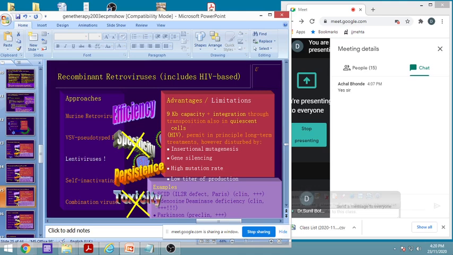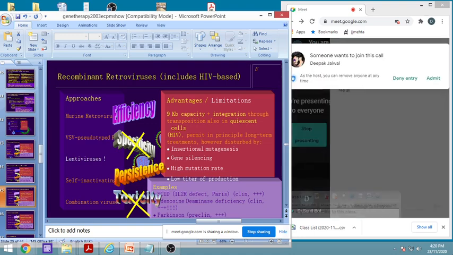It permits long-term treatments, but the only problems are insertional mutagenesis. If it is causing mutation, then it can make problems. Then it can cause gene silencing, that is, it can stop some of the genes from expressing. Stopping a gene from expressing means gene silencing. It has a very high mutation rate, which is very dangerous, and low titers are there. In certain cases, for example in Parkinsonism and in adenosine deaminase deficiency, it was used.